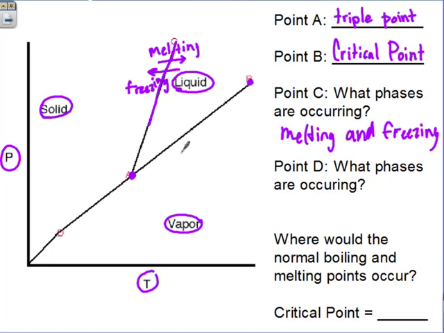What phases are occurring at D? Okay, so here's my letter D down here. So it's talking about this line right here. So when I'm going from a solid to a vapor or a gas, that is called sublimation.